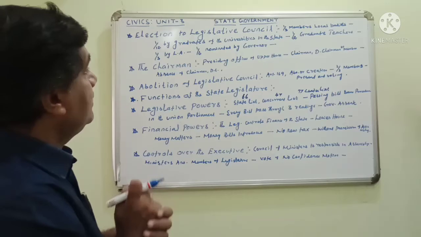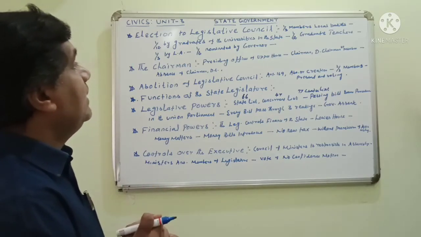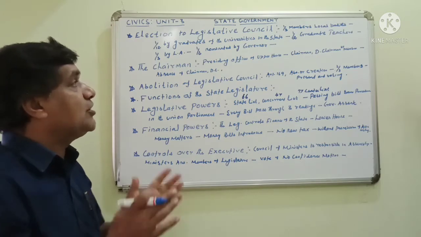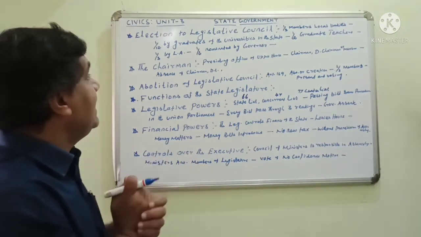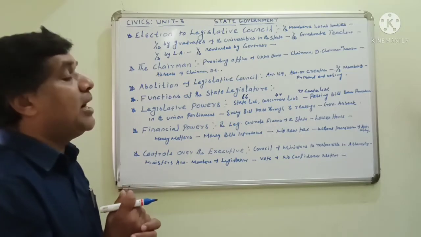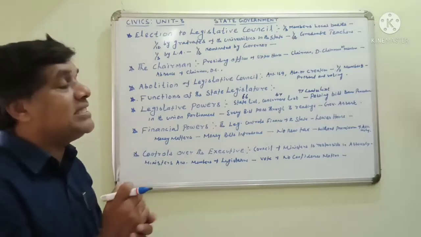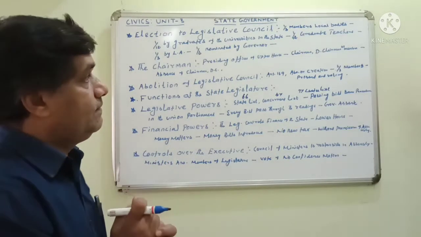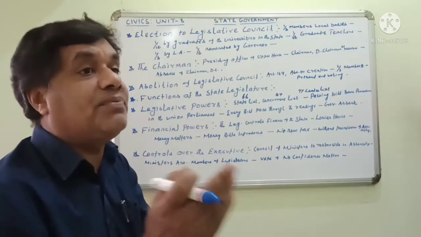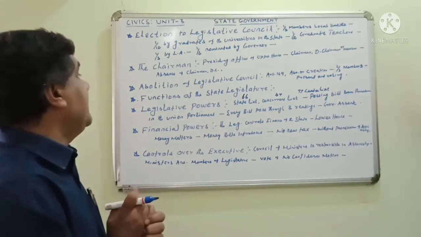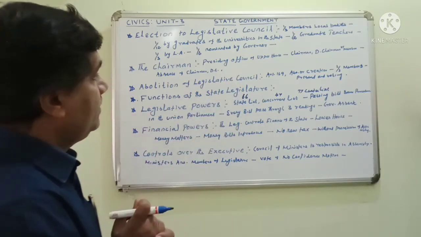The chairman is the head of the legislative council, the presiding officer also. He looks after the sessions, and every meeting is presided over by the chairman of the upper house. The chairman and deputy chairman are elected by the members. If the chairman is absent, then the deputy chairman looks after the chairman's work. Noted.